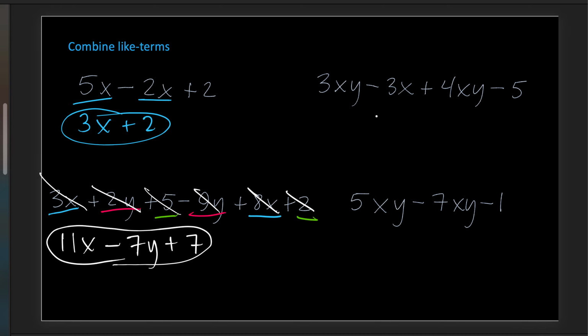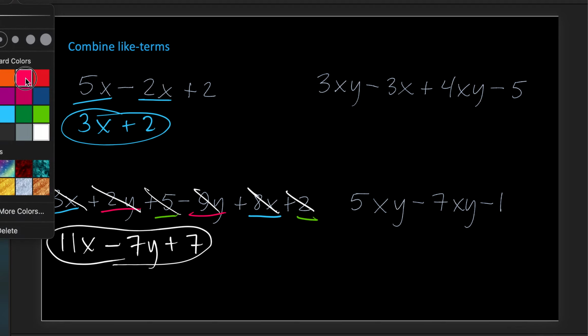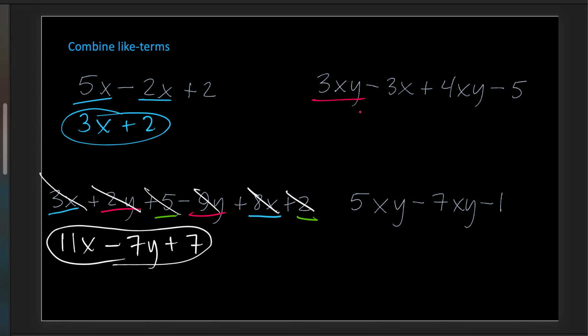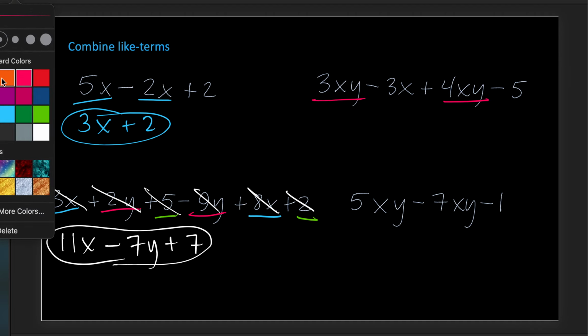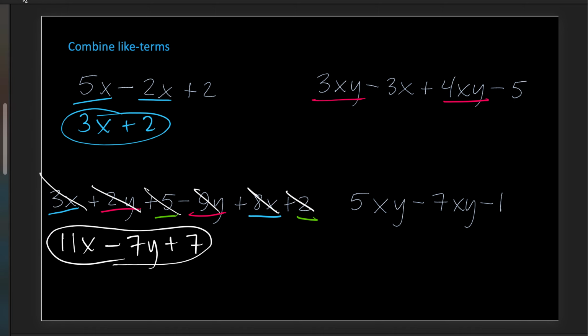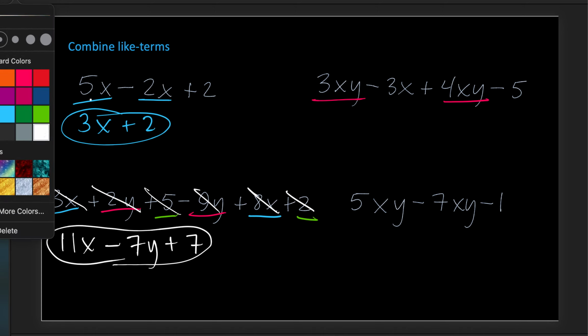Now we're going to look at this expression. 3xy minus 3x plus 4xy minus 5. So this xy, 3xy is just a term. So here's an xy term. And I've got another xy term. So those are alike, because they have exact variables in there. Now I have a 3x term and I have a number. And those aren't alike. So there's no other like terms to underline.